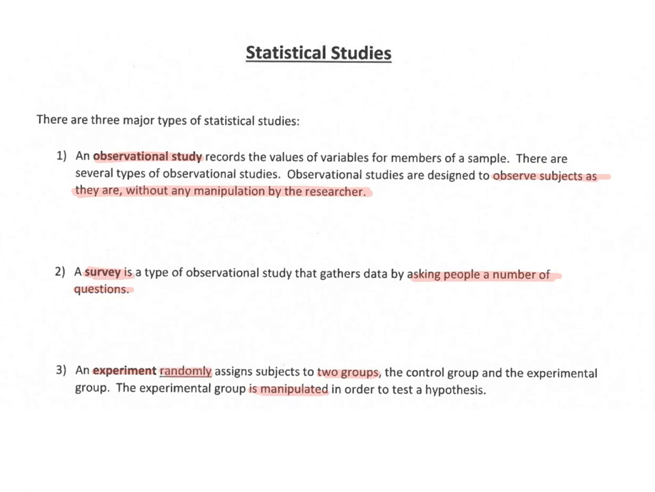So with an experiment, the environment is being manipulated in order to test whatever they're trying to test, whereas with an observational study or a survey, nothing is being manipulated. They're just observing what's going on or asking some questions. If you read the bottom half of the page, it's going to talk a little bit more in detail about an experiment.